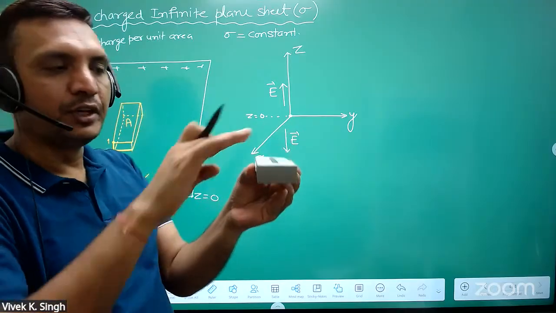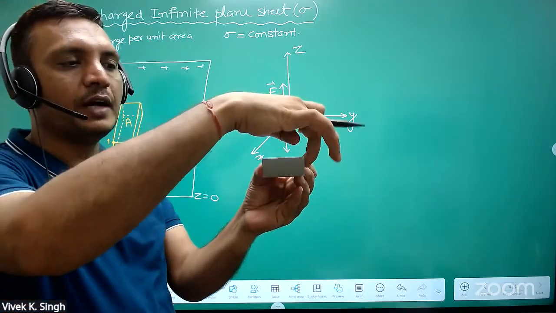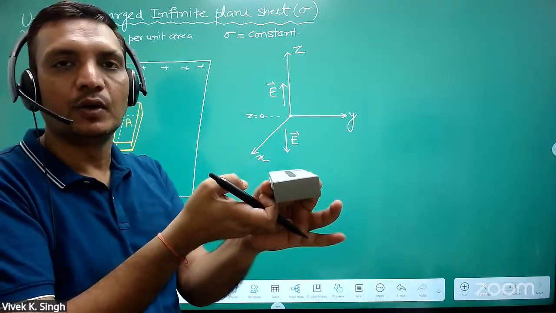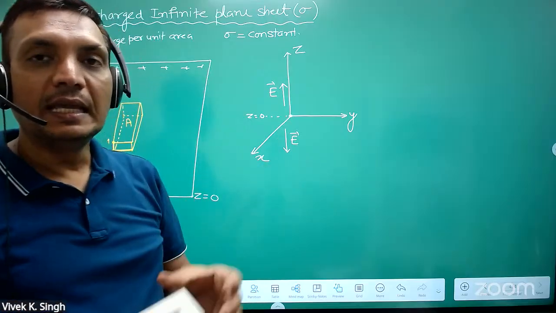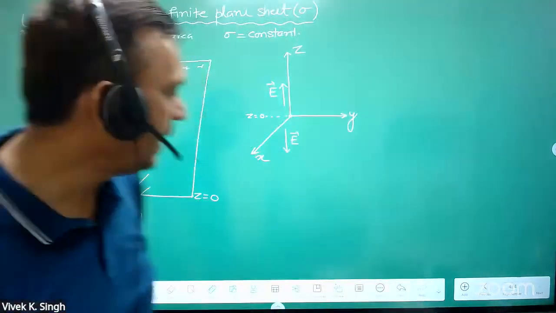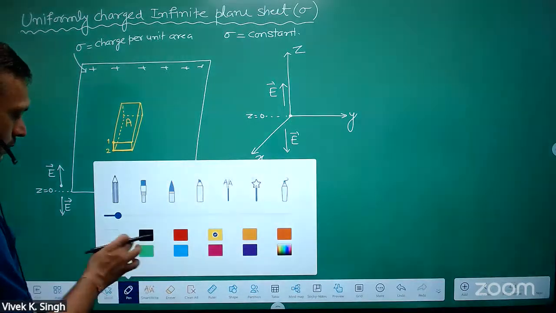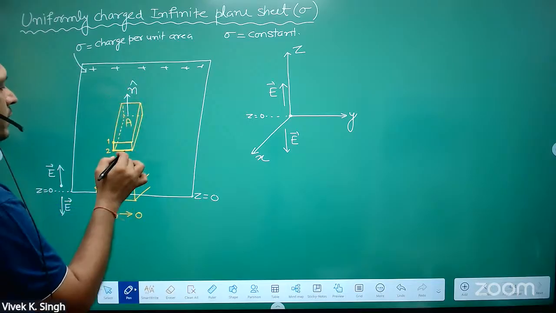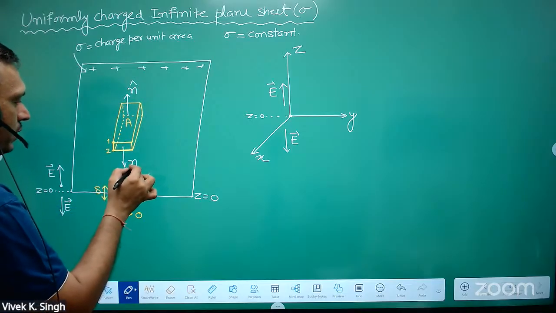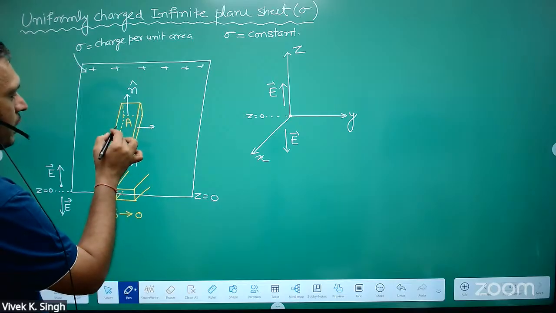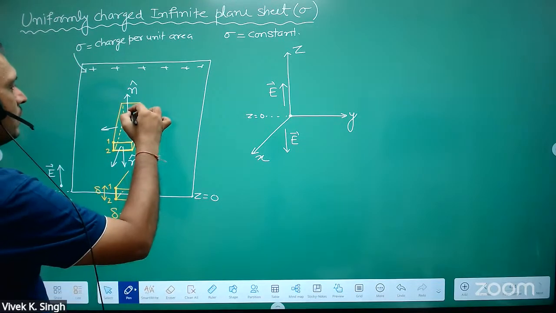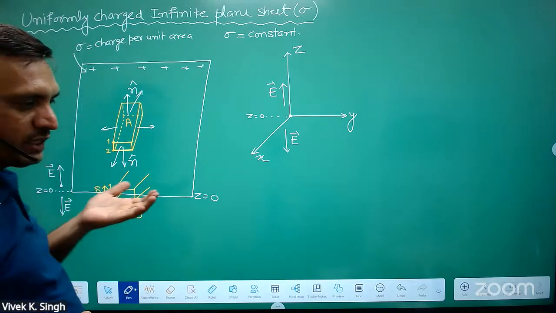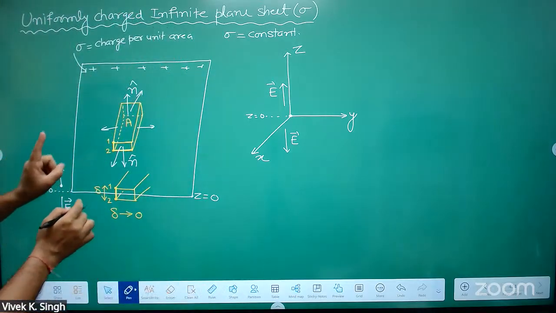So there are 6 surfaces: 1, 2, 3, 4, 5 and 6. Only 2 surfaces will contribute to flux, upper surface and lower surface. And for all other surfaces, E dot dA will be 0. ठीक है? So let's see. Consider upper surface. ये surface की direction ये n cap हो गया. Lower surface ये n cap हो गया. और other surface पे क्या होगा? ये 2 direction है.